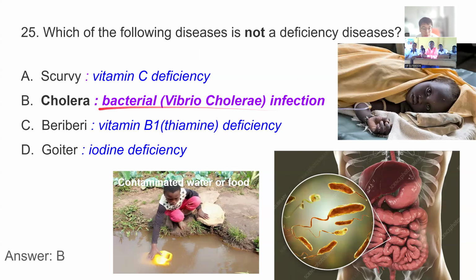For these questions, just be familiar with some of the deficiency related diseases. These are just some examples. Cholera can result from contaminated water or food.